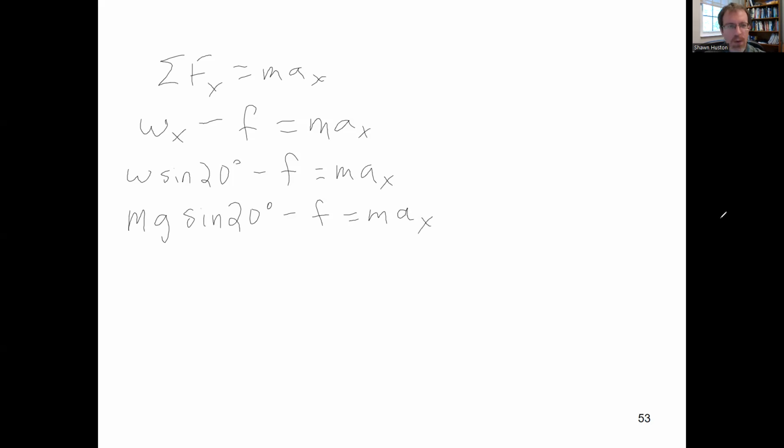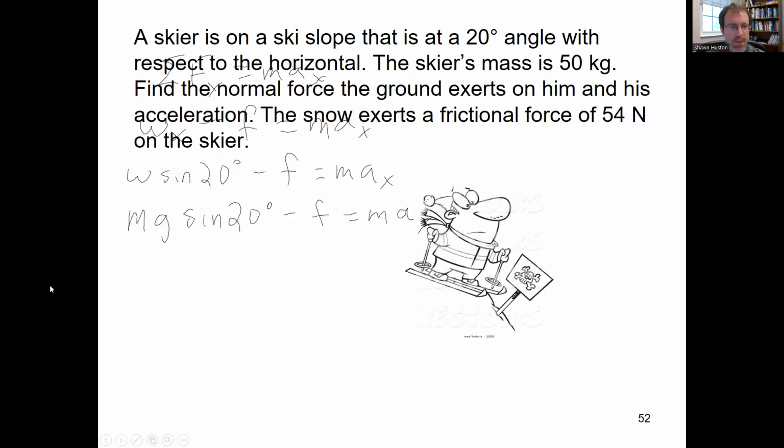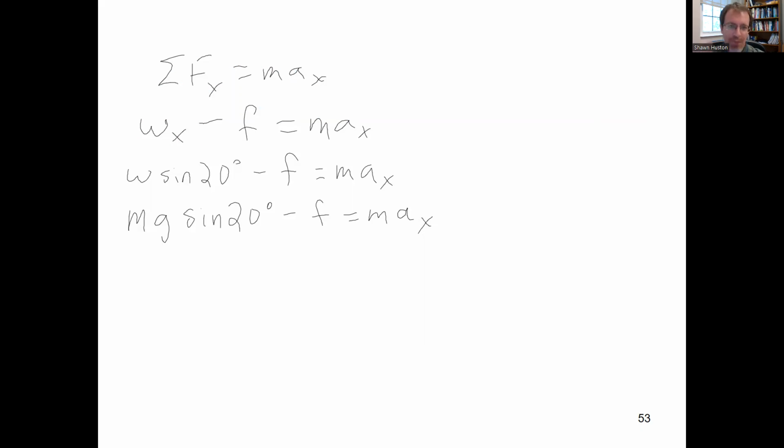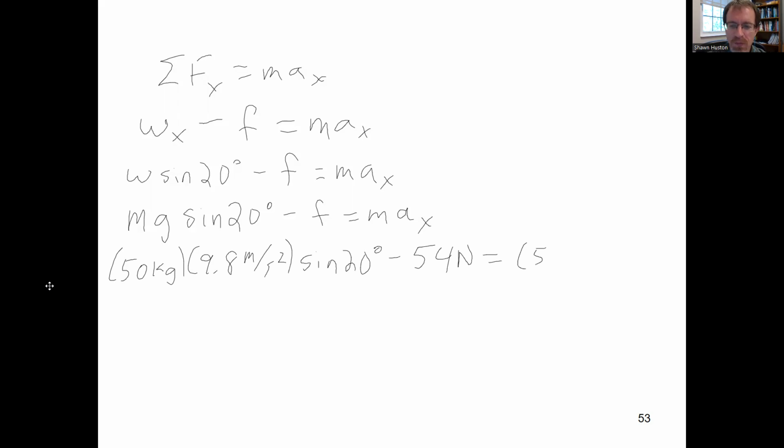There we go. And now I could go ahead and grab numbers for everything. Okay. I forgot the numbers. So let's see here. We have 50 kilograms for the mass. g is 9.8. We've got the sine of 20 degrees. The friction force is 54 newtons. That was given in the prior slide. The mass is 50 kilograms. And then I've got the acceleration in the x direction.